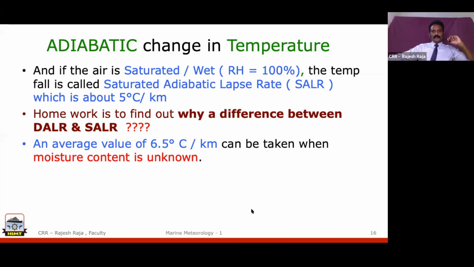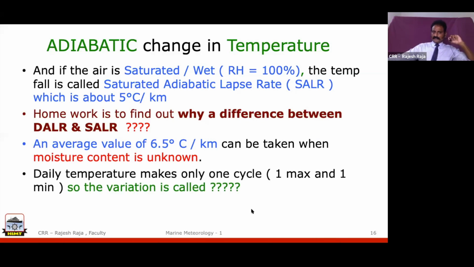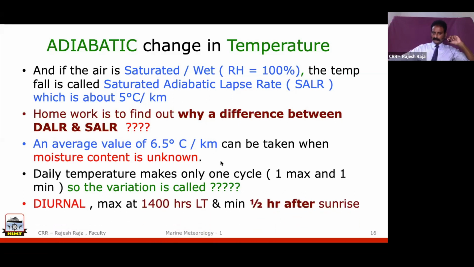What if the moisture content is unknown? That means I don't know whether it's dry or wet. So normally what we do is we take an average of 6.5 degrees per kilometer. That is the normal. Now, daily temperature makes one cycle. That means I'll have one max and one min. I think by now you will know what this temperature cycle is called. Yes, it is called diurnal. It is maximum at 1400 hours local time. And please remember, minimum is half an hour after sunrise, not before sunrise.